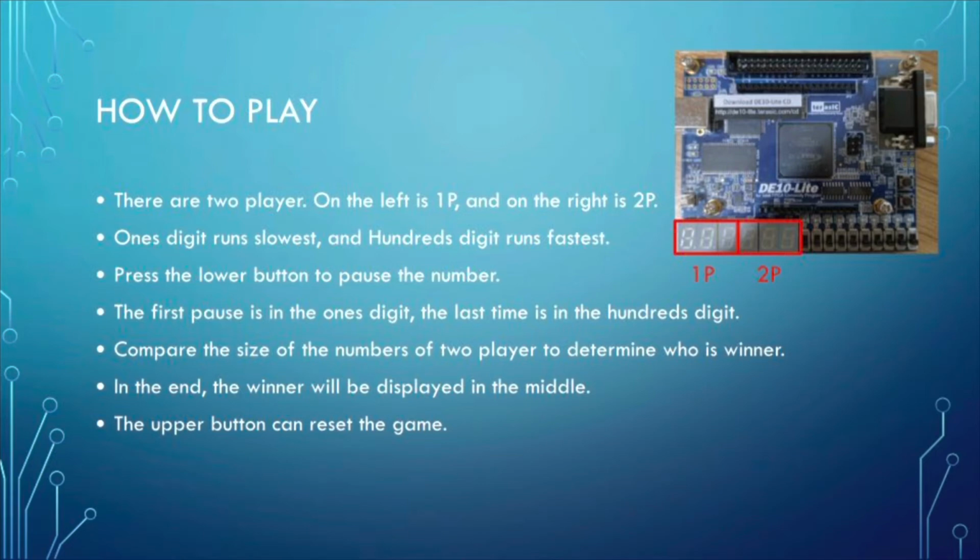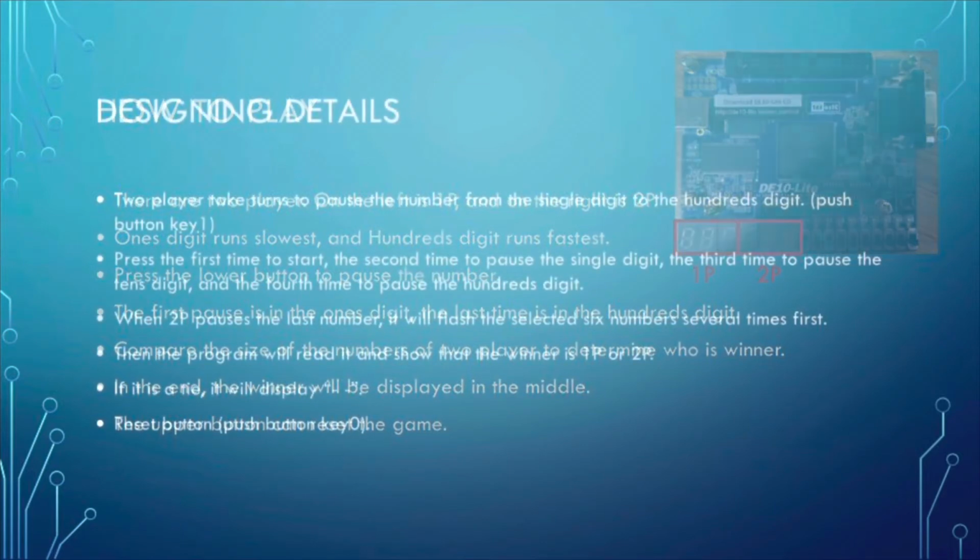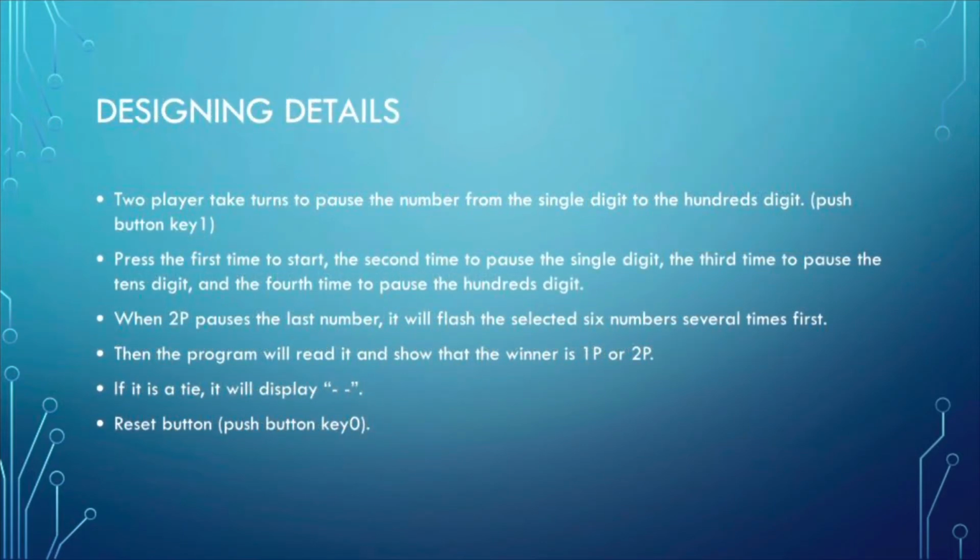And the board will show who is the winner in the middle of the board, the 3rd and the 4th one. So it will show 1P or 2P, meaning player 1 or player 2. Okay, so for the design details, the 2 players take turns to pause the numbers. First the ones, tens, and the hundreds, as I said. So press the first time to start, and then take turns, player 1, player 2.